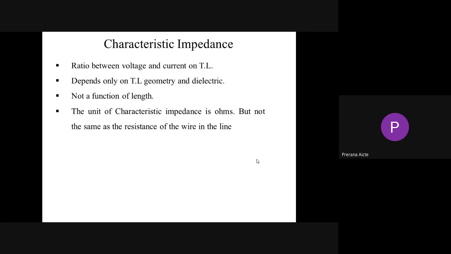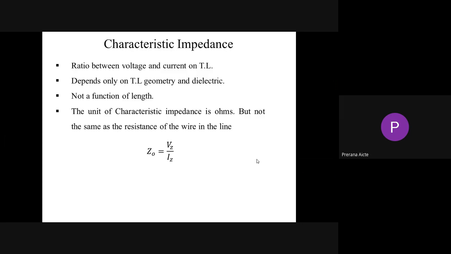So the unit of characteristic impedance is ohms, but it is not the same as the resistance of a wire, because a wire is only a resistive component. In a transmission line, there are both inductive and capacitive components. So by including those inductive and capacitive components, the characteristic impedance is in ohms, but it is not equal to resistance values.